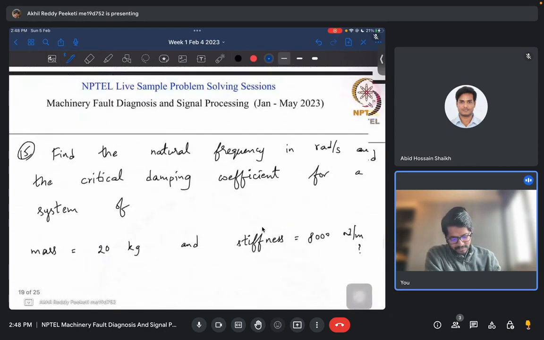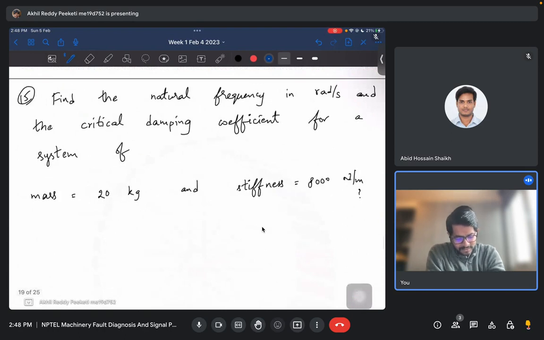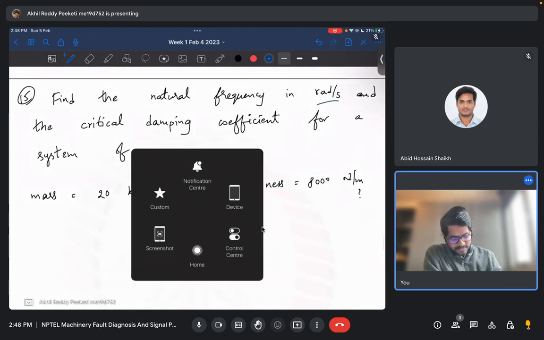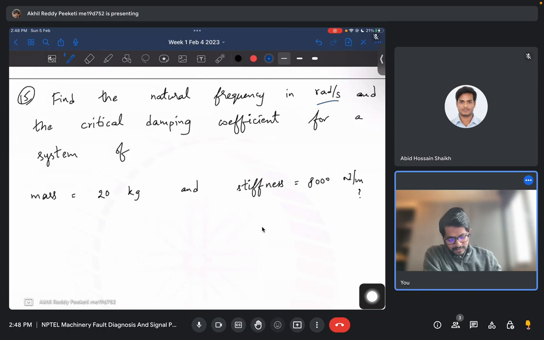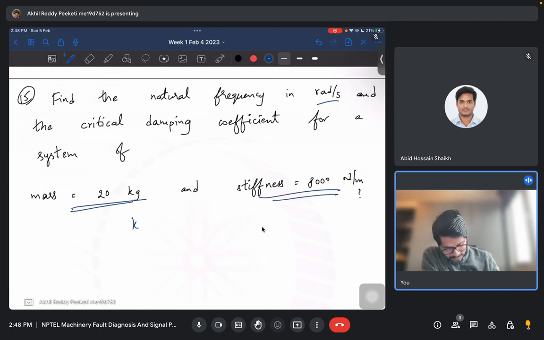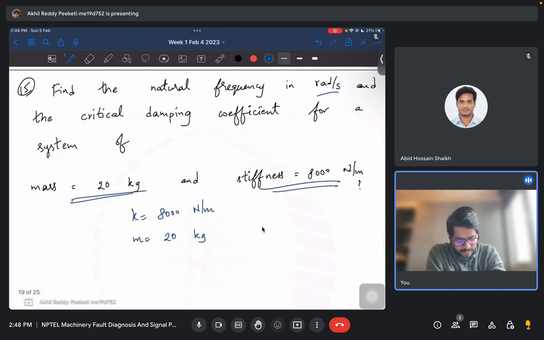So now let's move on to the next question. Find the natural frequency in radians per second and the critical damping coefficient for a system with the given mass and stiffness. That means K is 8000 Newton per meter and mass is 20 kg. So can you tell how we can estimate the natural frequency now? Abhi?